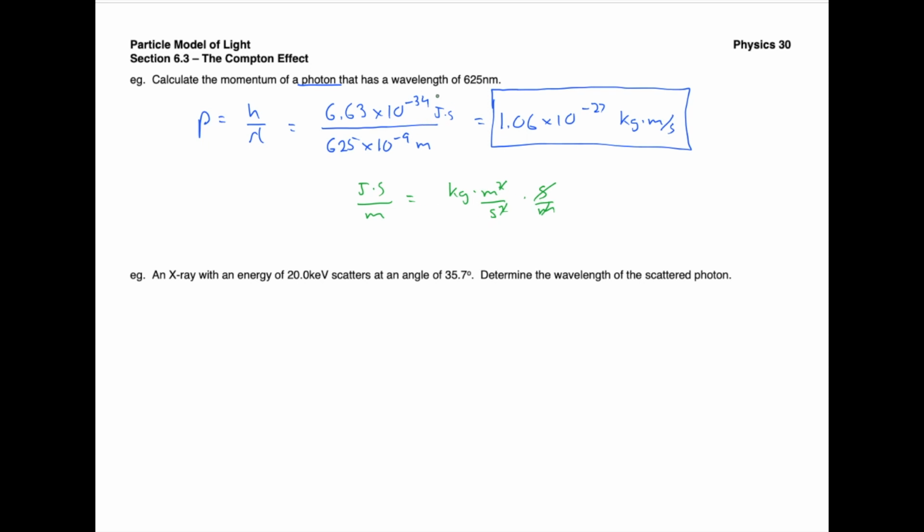So as long as you're in joules here and meters here, these units will always work out to the momentum units that we would expect. So for the next one here, we're going to be looking at the scattered photons. And so we're going to be using the scattering equation for this.